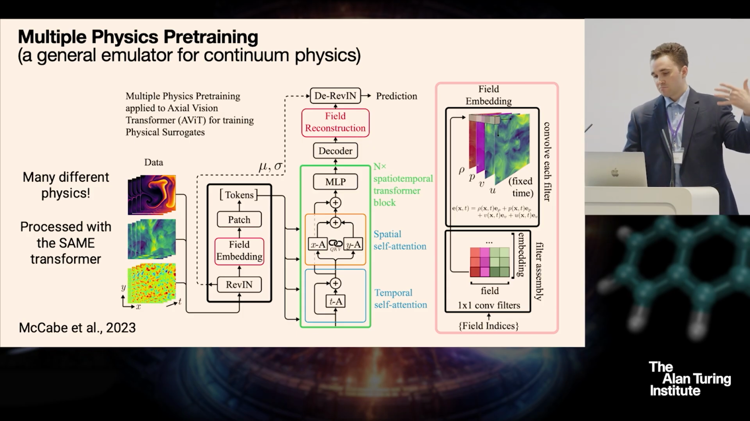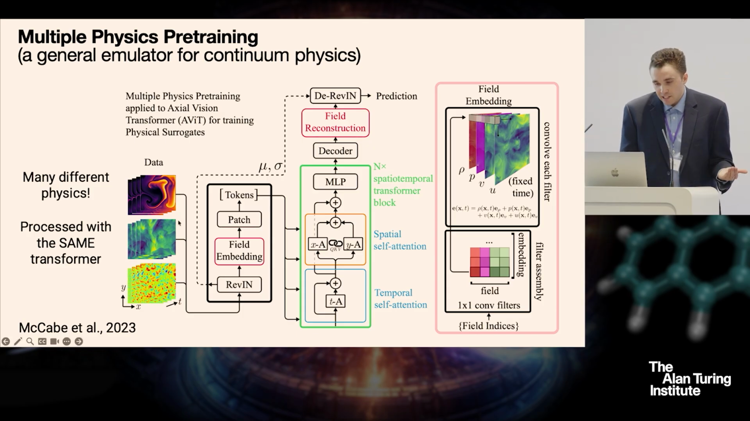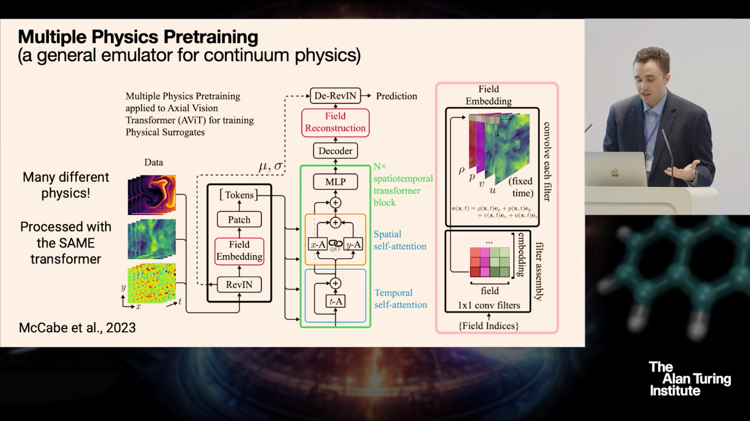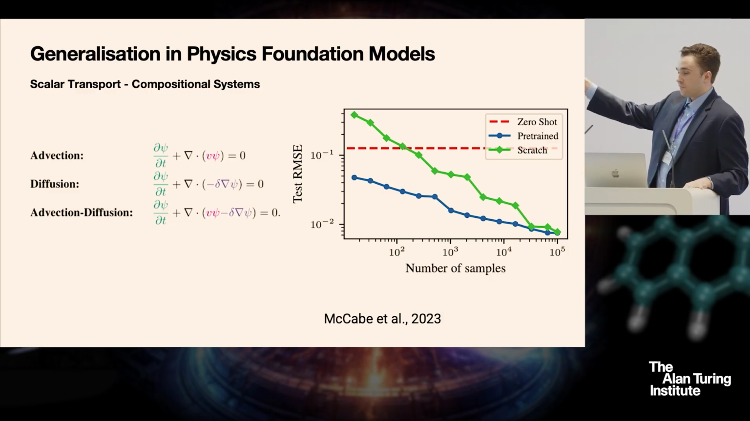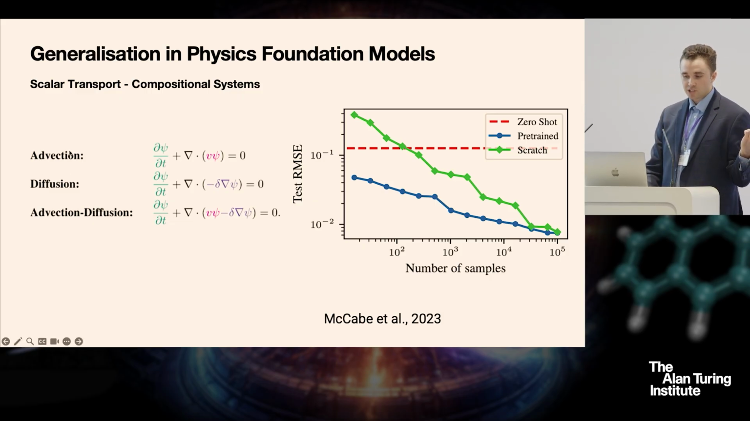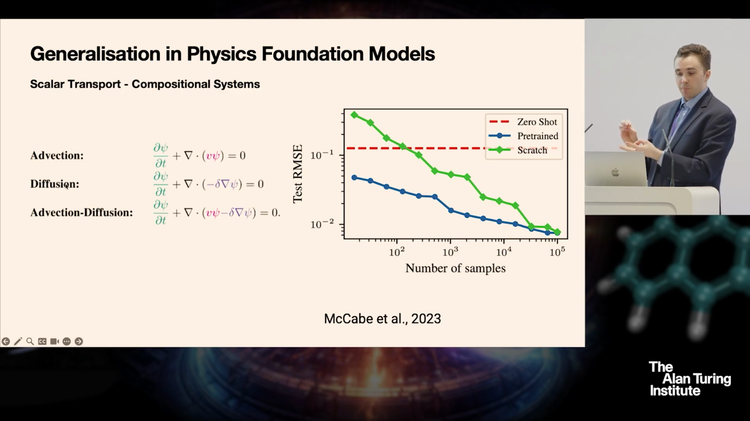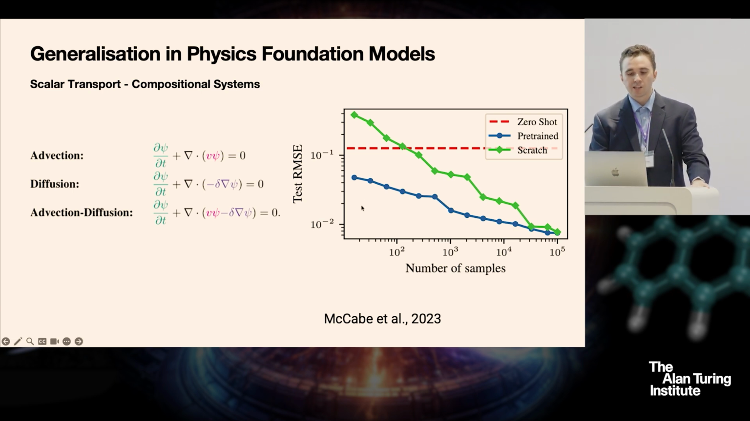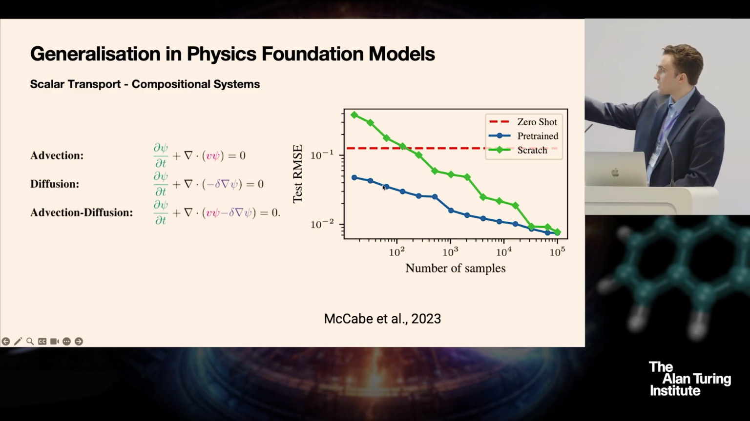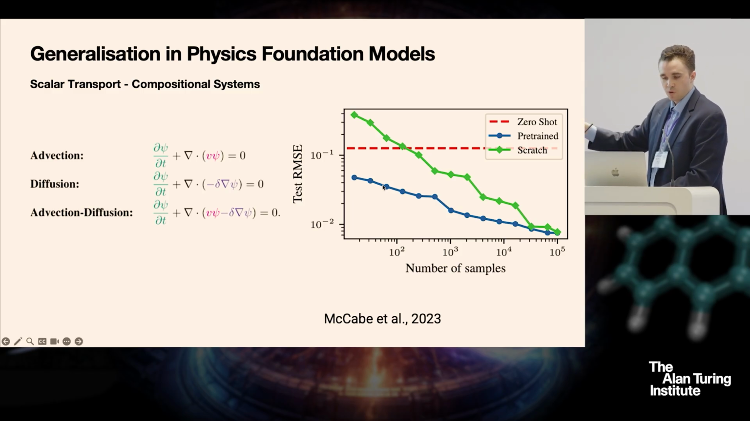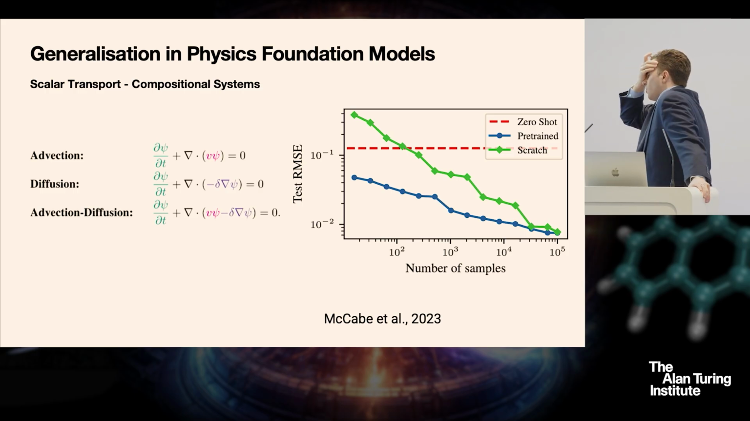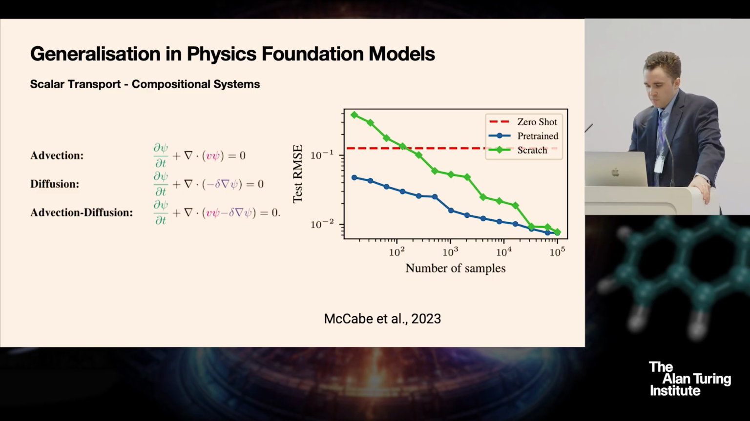And we found that, perhaps not unexpectedly, training this one model on multiple physics helps it in downstream tasks. For example, if you train this model on the advection equation and the diffusion equation, it needs much less data to solve the advection-diffusion equation. You see here the green curve is a model trained from scratch, and the blue curve is pre-trained. It needs much less data to reach the same error, which doesn't seem that crazy to me. Maybe it was unusual several years ago, but this seems expected.